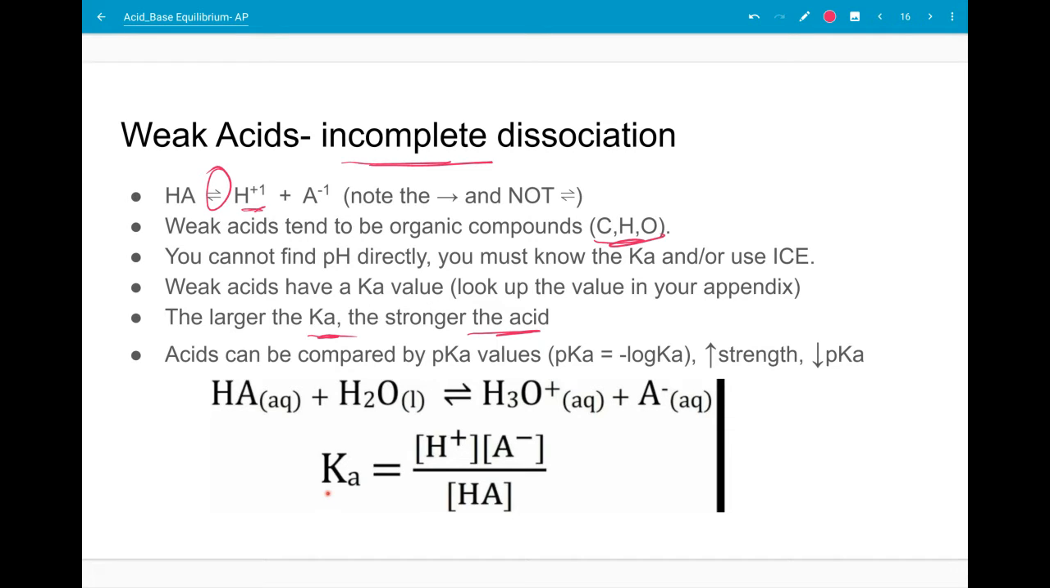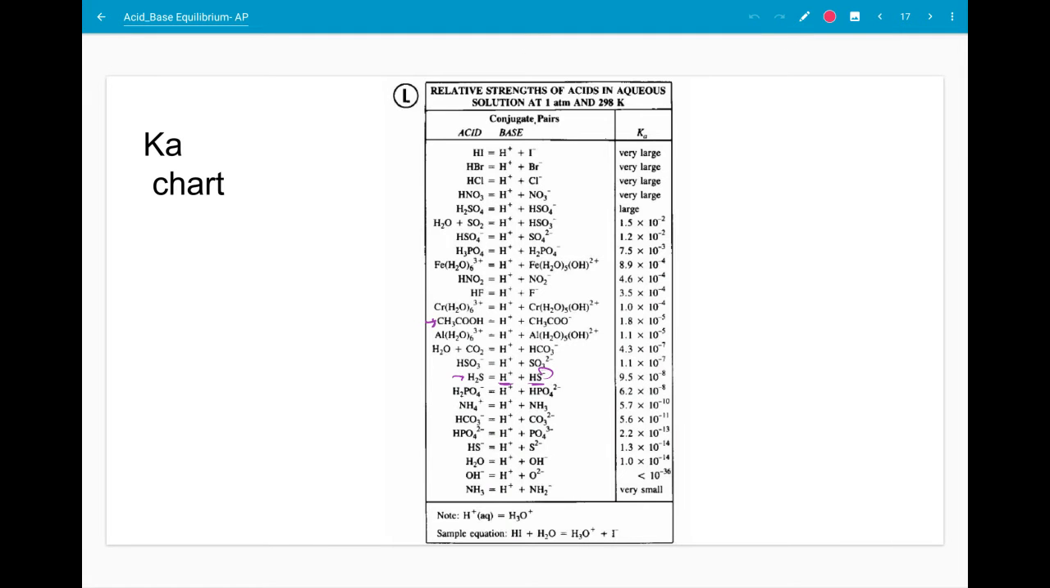We can also compare with a pKa, p meaning negative log. So we can find the negative log of the Ka. pKa will increase strength with the lower pKa. To write a Ka statement is just like what we've done with Keqs. You take your products over reactants. We do not include liquids. So it will almost always look like this: H+ times the second half of that acid divided by the initial acid.